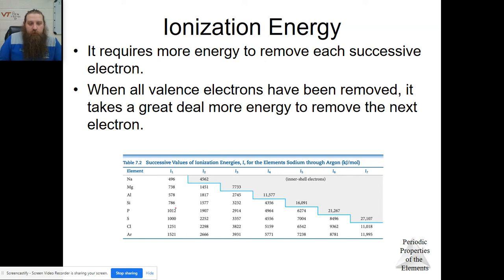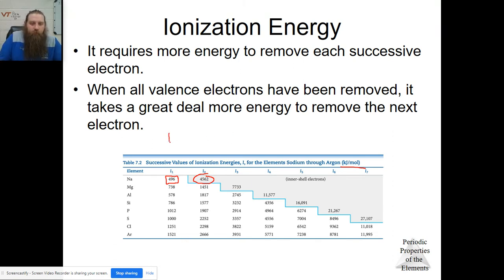So if we look at our first ionization energy, I1, you'll notice that for sodium, the first ionization energy is not a big deal: 496 kilojoules per mole. That's the unit here. To take the second electron from sodium, 4,562 kilojoules per mole. You're talking about a factor of 10 increase. That's ridiculous. And when you think about it, it makes sense.